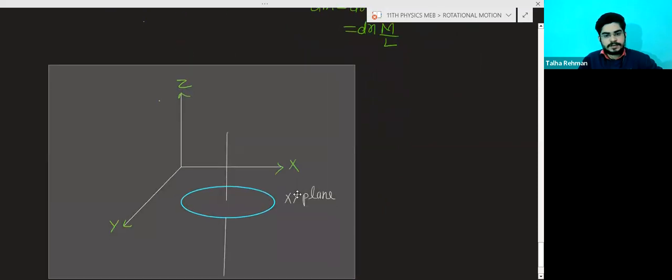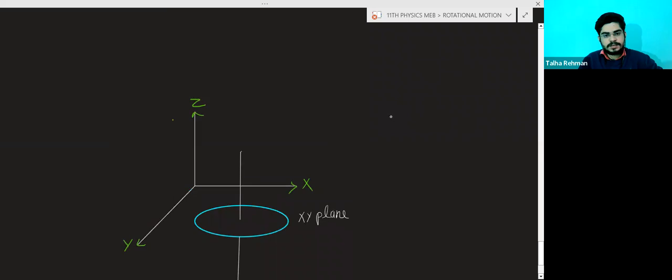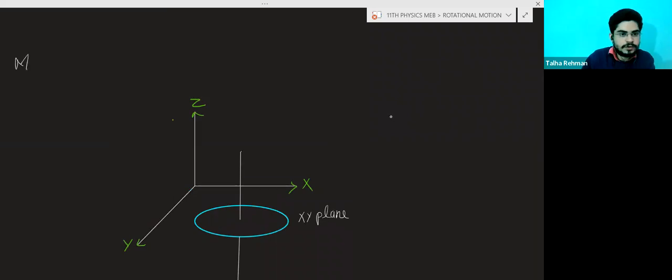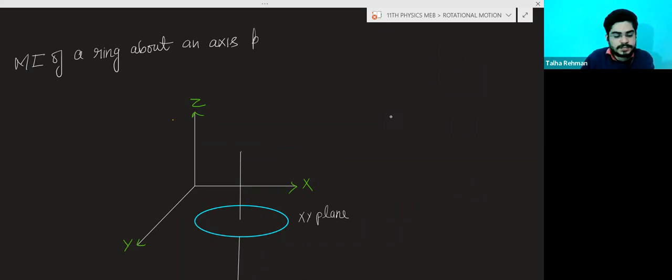So you can write here: the moment of inertia of a ring about an axis passing through the center of mass and perpendicular to the plane of the ring.